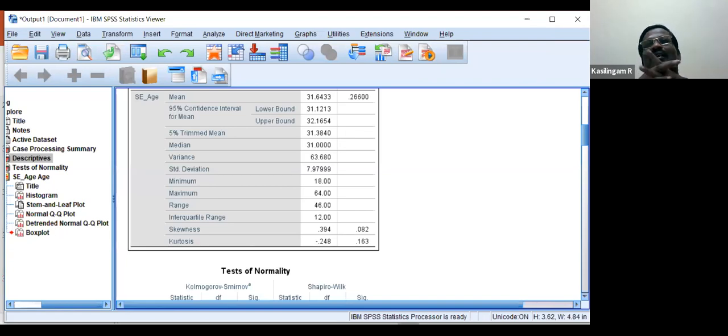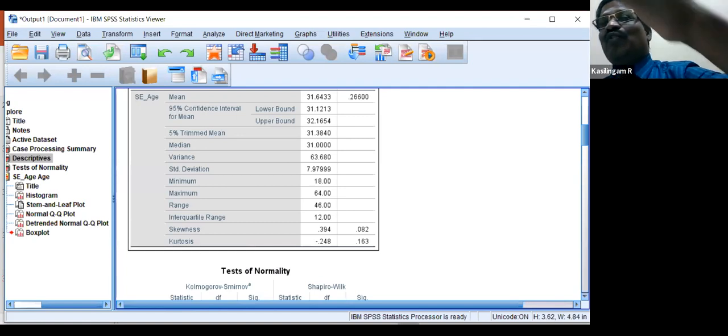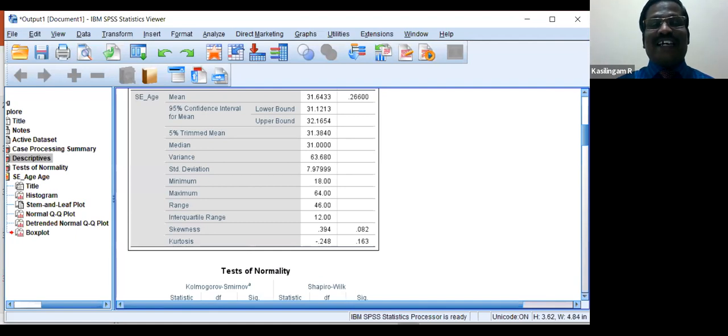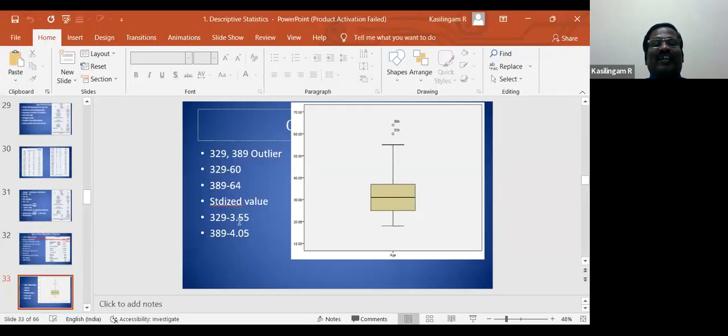How has it been identified? Why has it stopped at 54? It should have taken 64 as the maximum. How is it calculating? That you need to know.